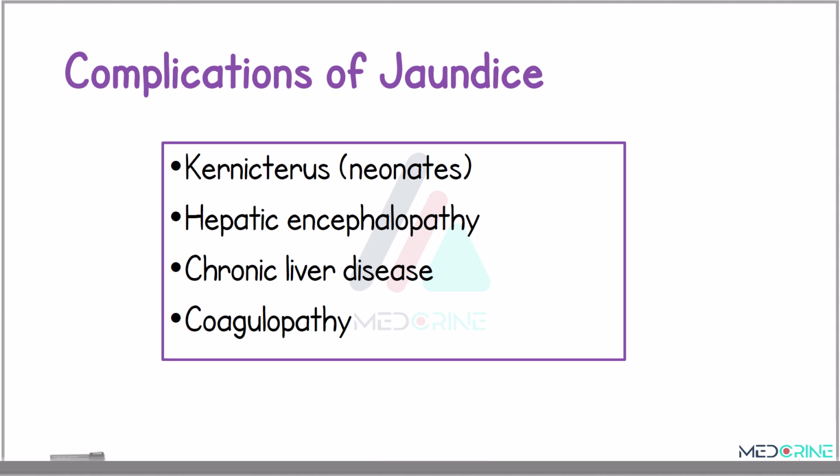Uncontrolled jaundice may lead to kernicterus in neonates, hepatic encephalopathy, vitamin K deficiency causing coagulopathies, or a progression to chronic liver disease with portal hypertension.